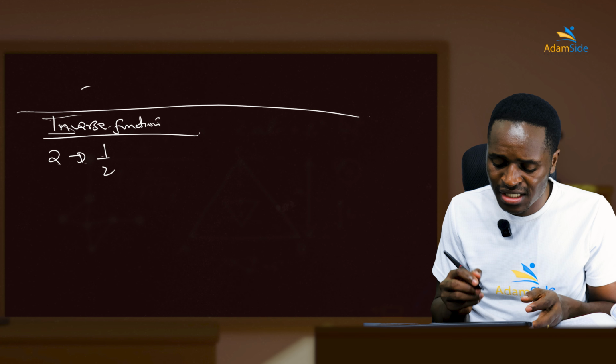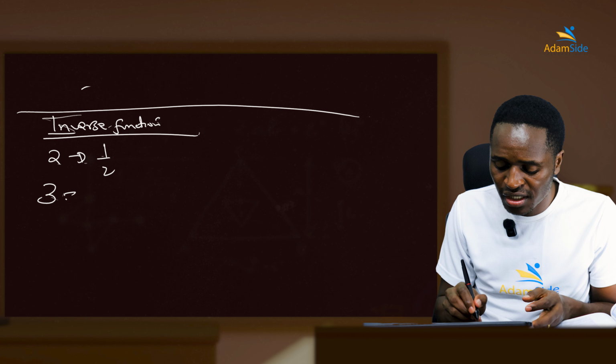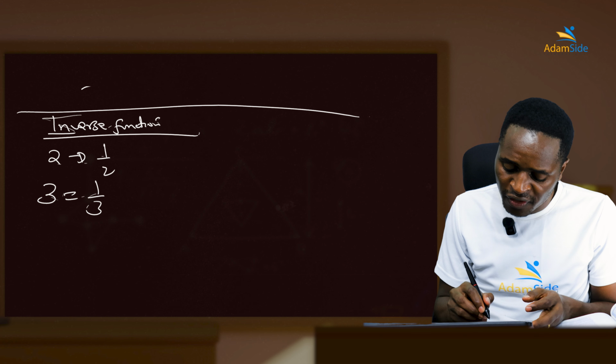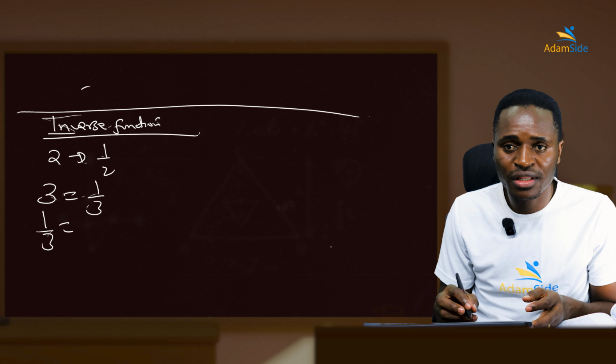For example, what is the inverse of 3? The inverse of 3 is 1 over 3. And if I was given 1 over 3, what's the inverse of 1 over 3? It's 3.